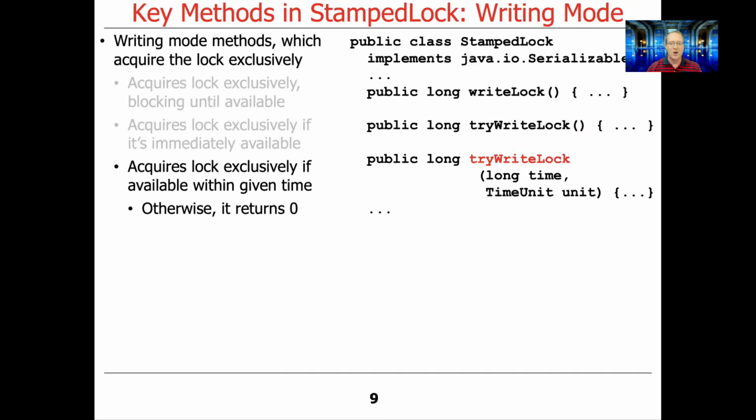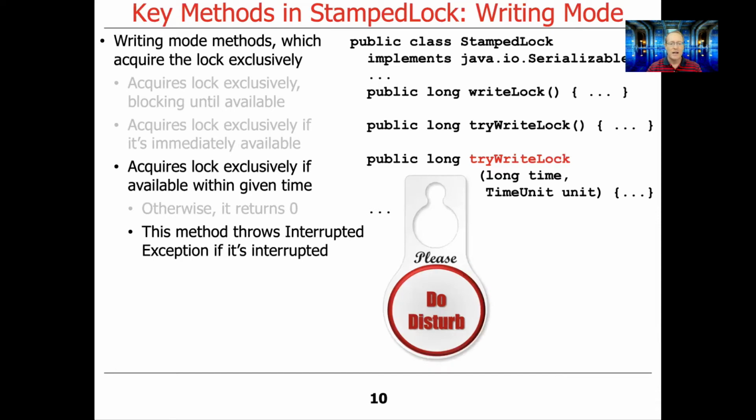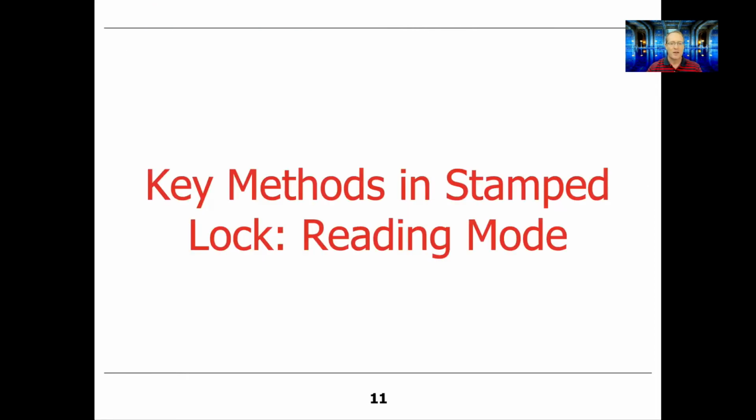And then there's also a timed version of tryWriteLock, which will return with the exclusive lock if it's available within that time frame and otherwise returns 0. This method, interestingly enough, throws InterruptedException if it's interrupted. So it is possible to interrupt this particular method. So that's writing mode.